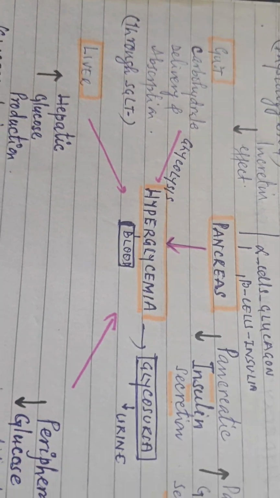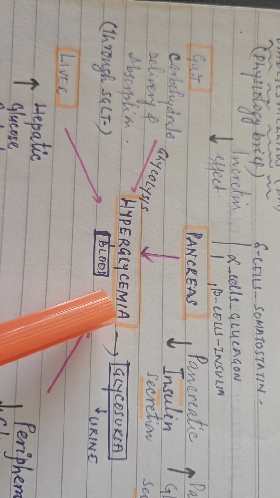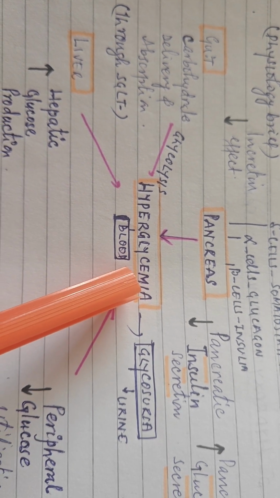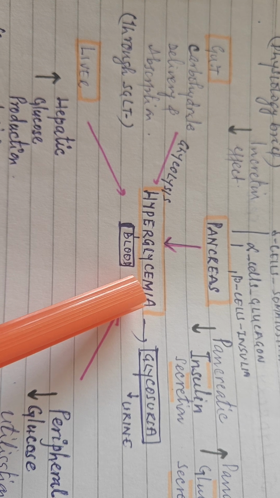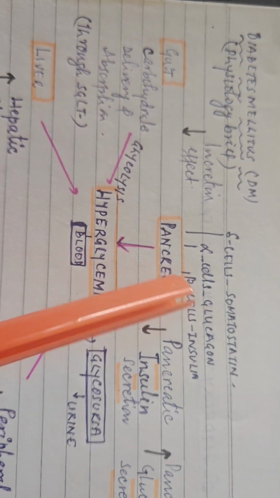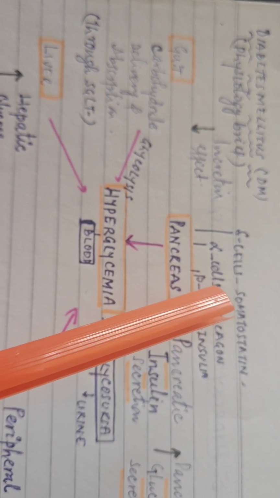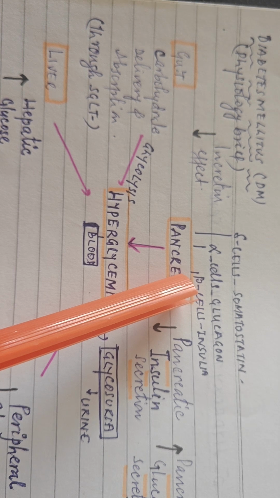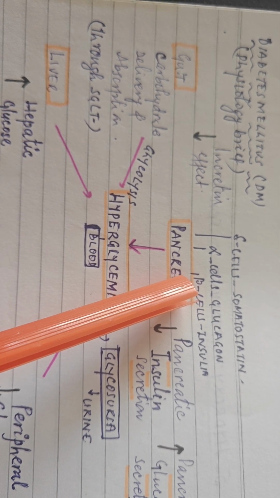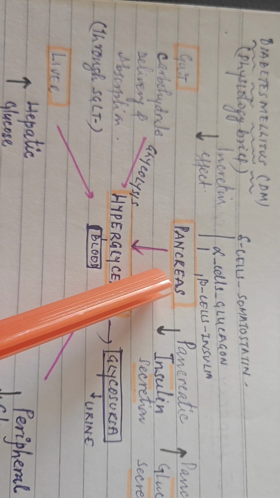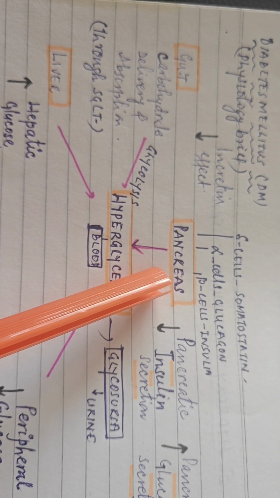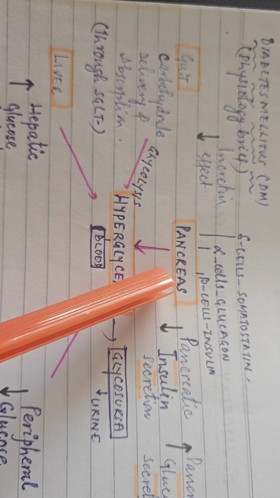You can see from this flow sheet, hyperglycemia means there is enhancement in blood glucose level. The possible reasons can be something is wrong with beta cells of pancreas, beta cells which secrete insulin. It is the job of this insulin to make glucose enter into the cells.